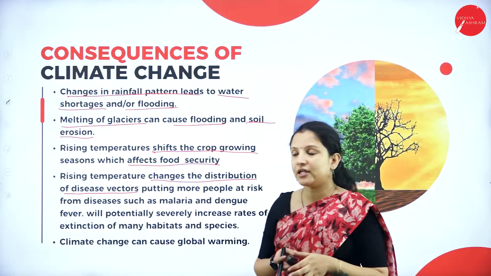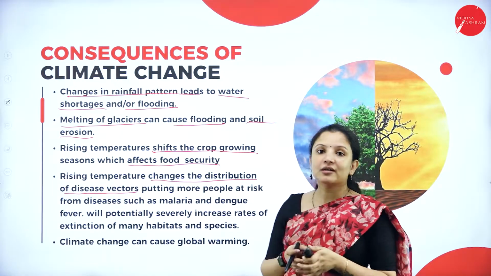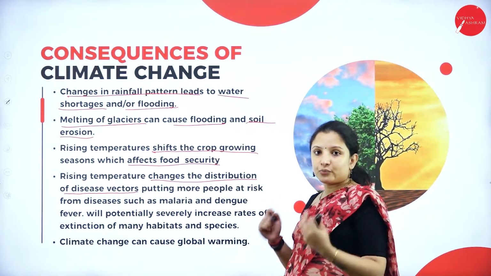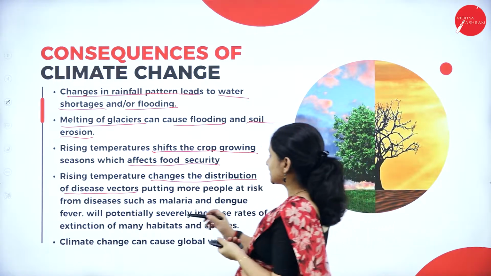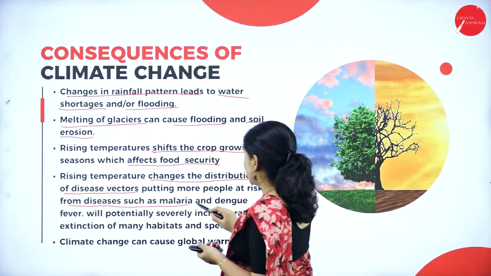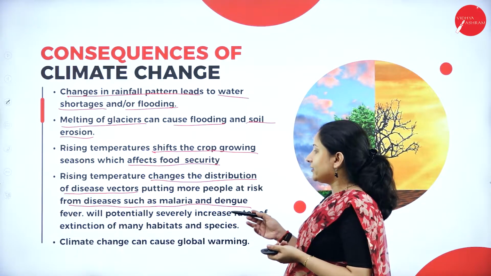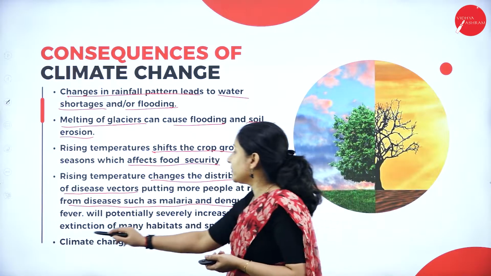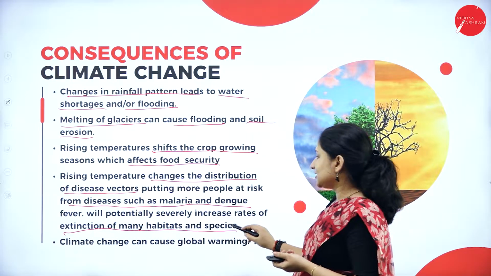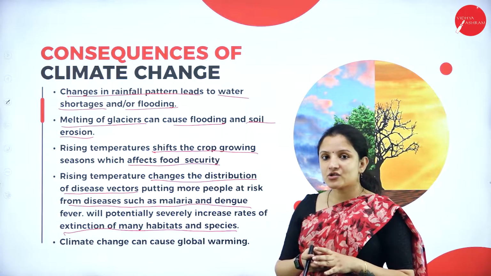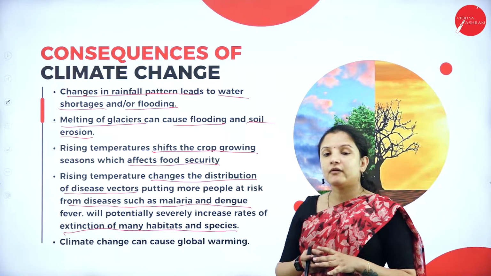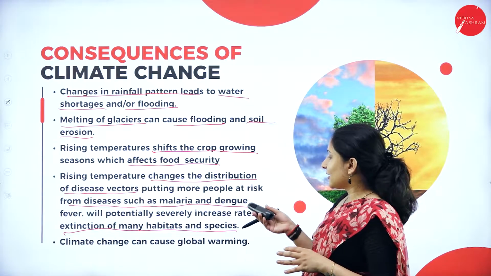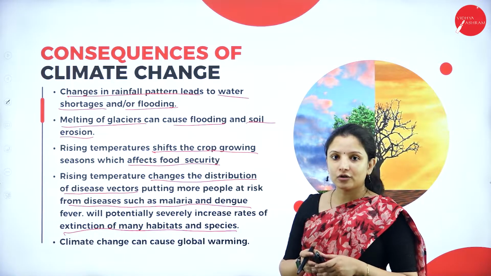Therefore rising temperature can change the distribution of disease vectors, wherein it can put more and more people at risk from diseases such as malaria and dengue fever, and it can potentially severely increase the rate of extinction of many habitats and species also. Apart from that, the temperature can lead to the extinction of a wide variety of crops and animal species also. And climate change, ultimately, can cause global warming.